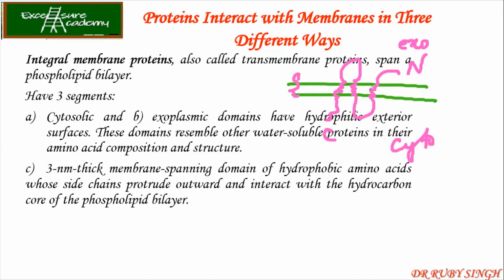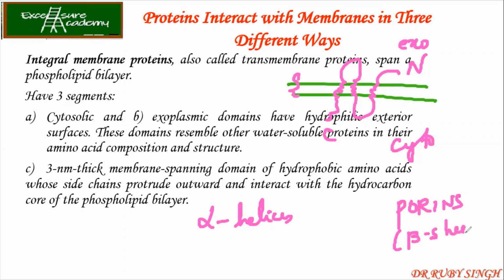Most of your transmembrane proteins have alpha helices in the phospholipid layer. There are only a few proteins which have beta sheets forming the phospholipid portion. Examples of exceptions are porins. They have hydrophobic beta sheets. Otherwise, in most cases, these portions are always alpha helices.